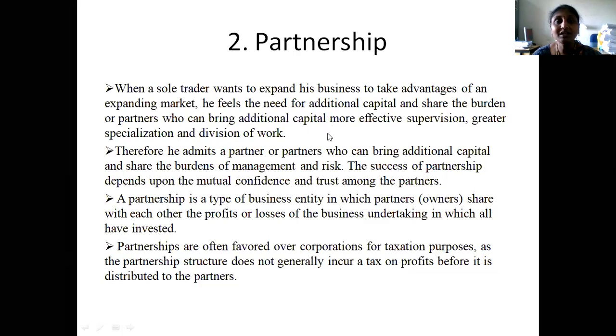So until now, I have given some introduction why we are moving from individual proprietorship business to the partnership business.